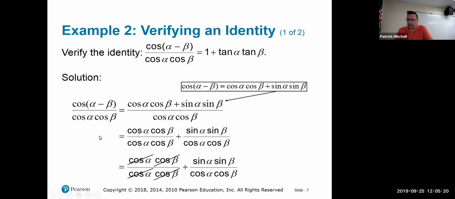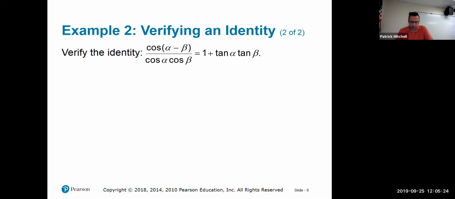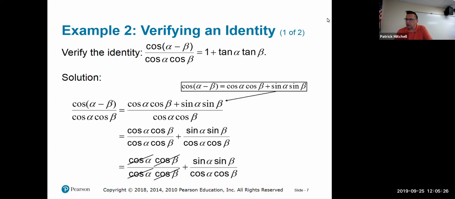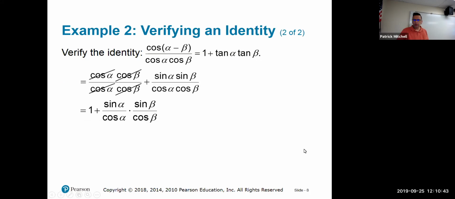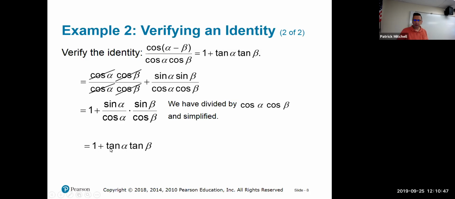Let's see. Do I have the ending on here? I kind of hope I do. I do not. All right, so we are almost at the end. Here's my 1. Here is my tangent alpha, tangent beta. And there it is. 1 plus tangent alpha, tangent beta. That's exactly what we were trying to show.